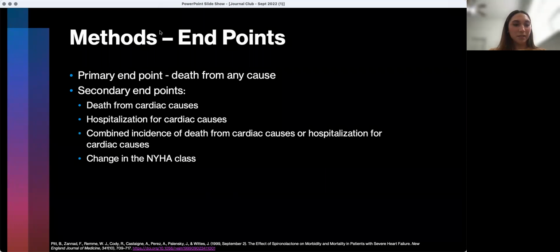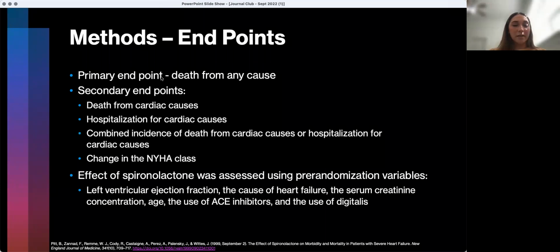Okay, Jasmine, you can click. Perfect. Then can you click one more time? Awesome. Okay. So yeah, as you guys mentioned, the primary endpoint was death from any cause, and then the secondary endpoints were death from cardiac causes, hospitalizations from cardiac causes, the combined incidence of death, either hospitalization or cardiac causes, and then once again, the change in the New York Heart Association class. So those were the endpoints for this study.